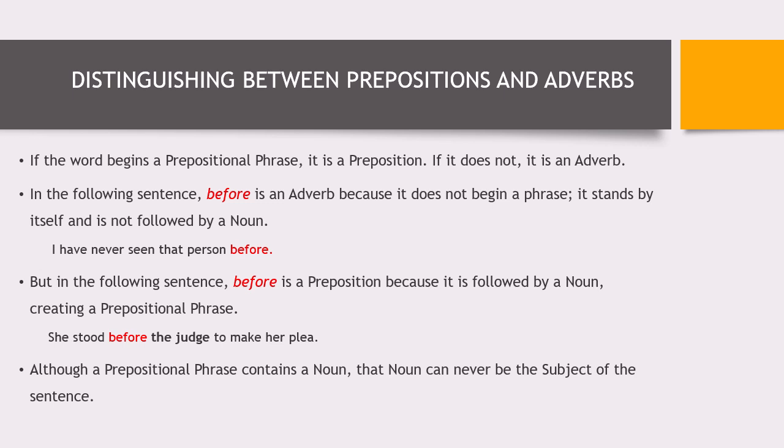I have never seen that person before. But in the following sentence, before is a preposition because it is followed by a noun, creating a prepositional phrase. She stood before the judge to make her plea. Although a prepositional phrase contains a noun, that noun can never be the subject of the sentence.